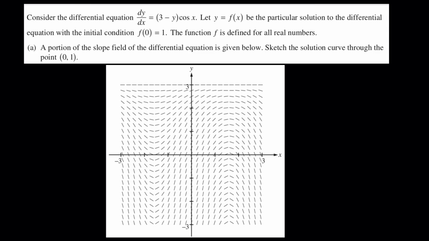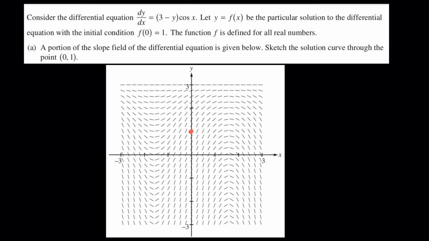All right, so we're going to take a look at a free response question from the AP test a few years ago. This says to consider this differential equation right here, that y equals f of x be the particular solution to the differential equation with this initial condition. Function f is defined for all real numbers. A portion of the slope field of the differential equation is given below. Sketch the solution curve through the point 0, 1. So to start sketching the solution curve, you start with your initial condition at 0, 1.